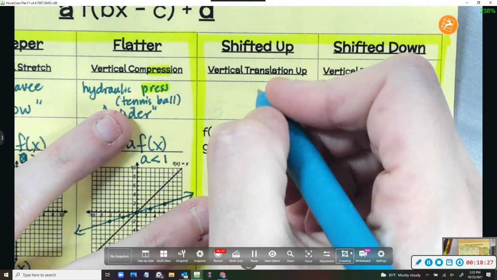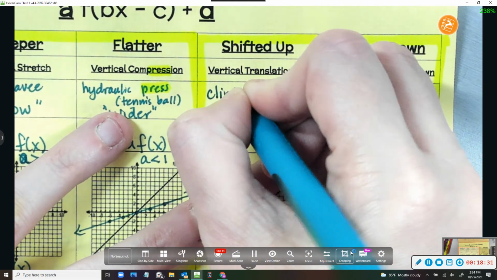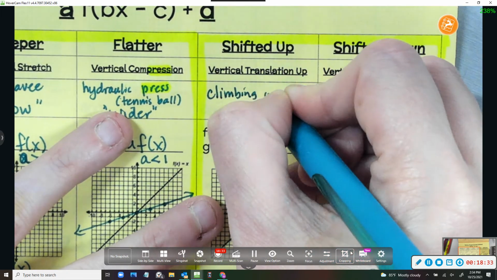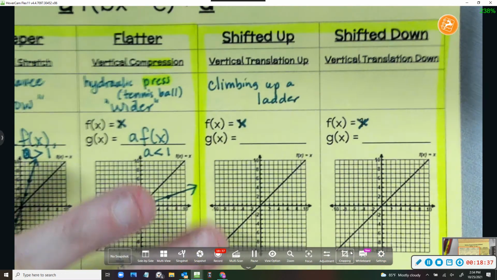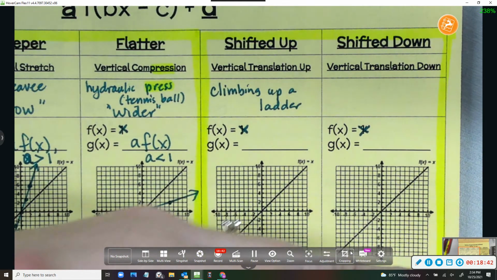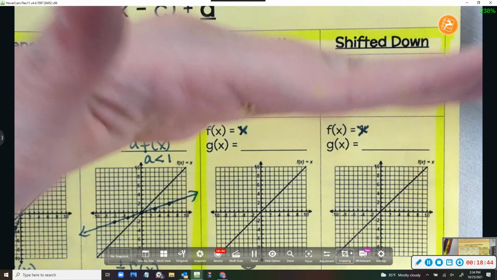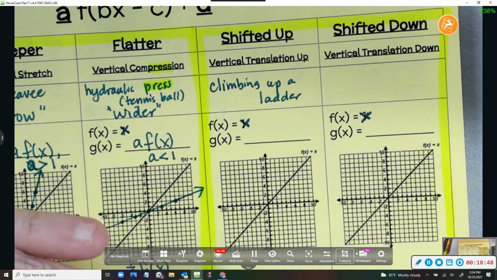Okay, so here's how I think about shifting up. I think about climbing up a ladder. So I'm going up, up, up, up, right? When I climb up, I go up one rung, up another, up another. So I'm climbing up a ladder. So that's actually the hand gesture that we're going to use.